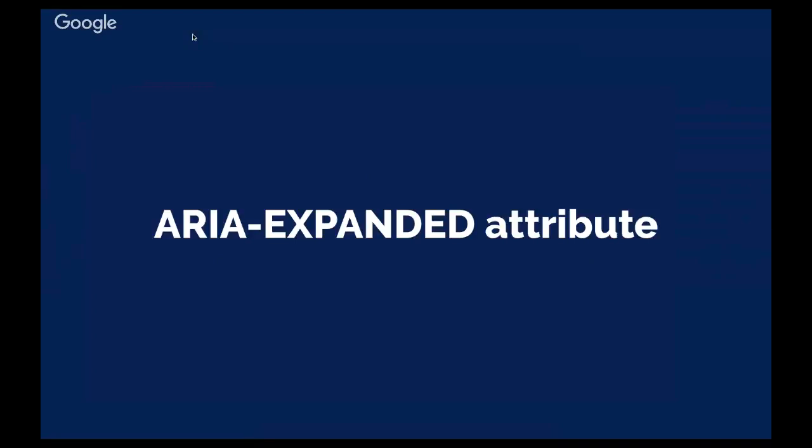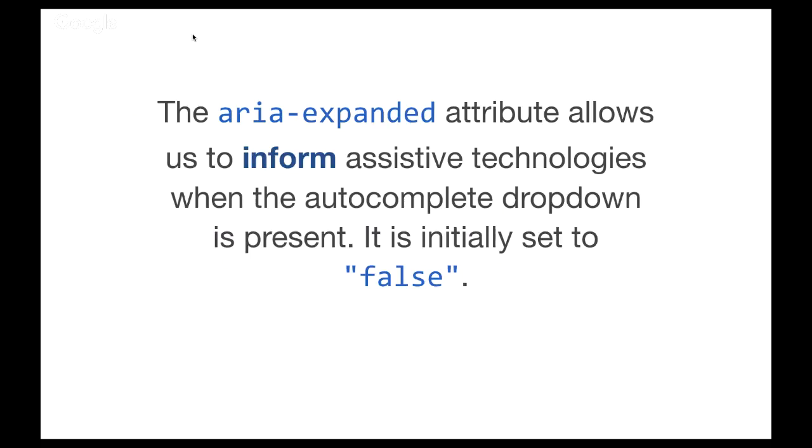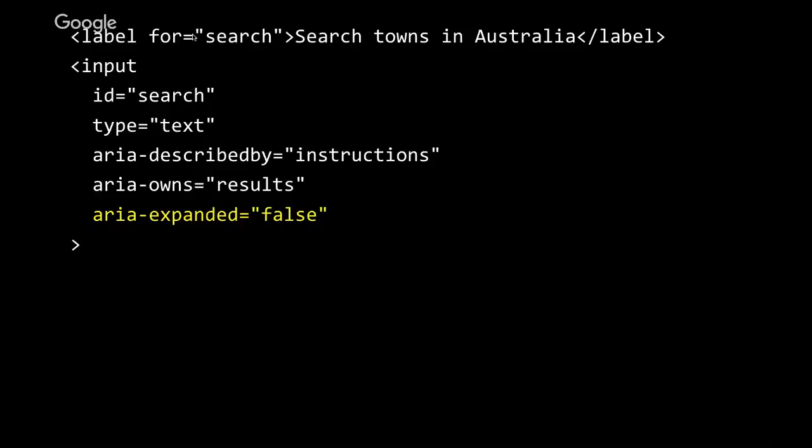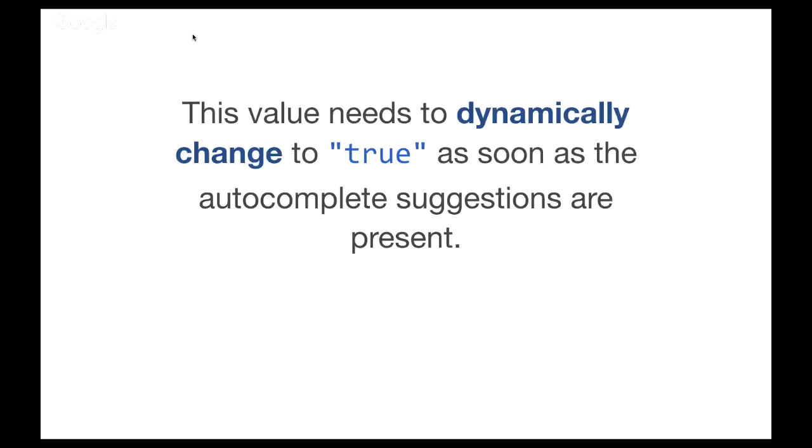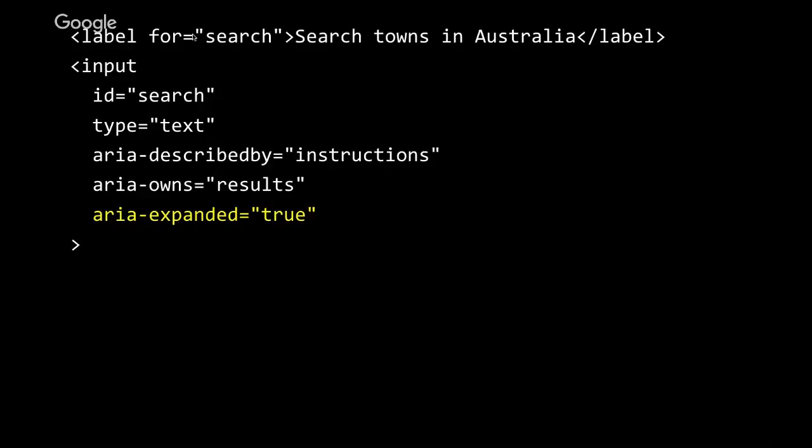Next up, aria-expanded. The aria-expanded attribute allows us to inform assistive technologies when that autocomplete dropdown is present or open. It should be initially set to false, so it's not open. So when a user first approaches this and the focus goes into that input, we have aria-expanded with a value of false. And as soon as they start typing and auto suggestions become available, that needs to dynamically, using JavaScript, change to true. So then the value would be aria-expanded equals true.